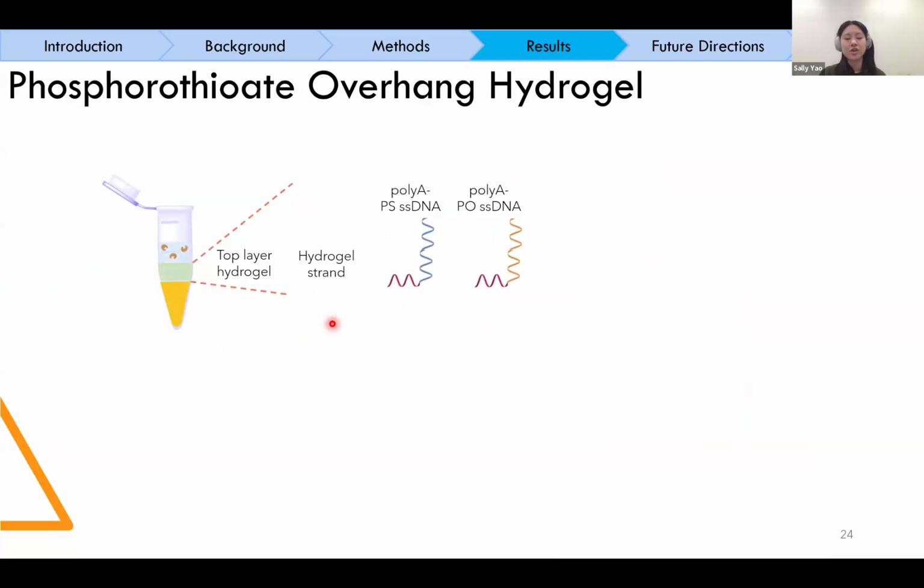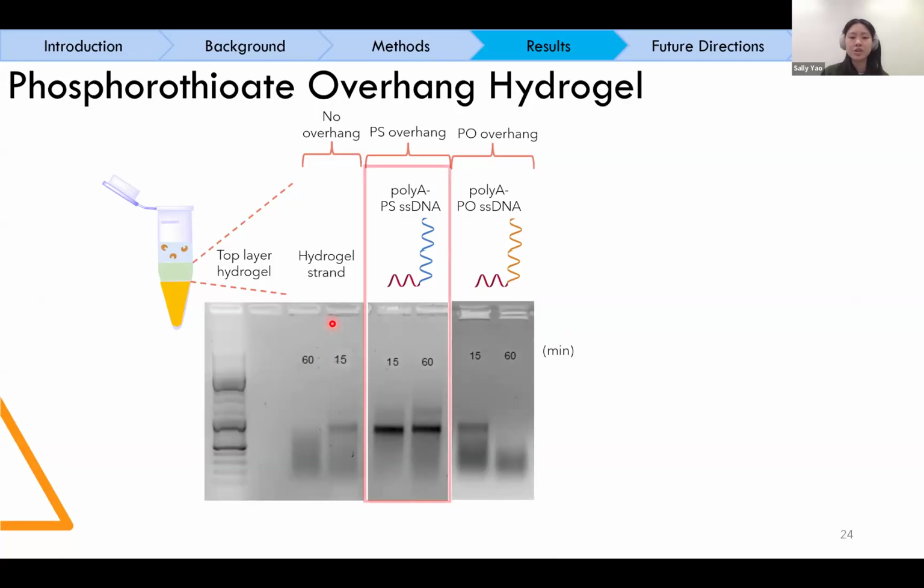So I did a little screening of the top layer hydrogels, where I started with no overhang, just the same composition as the bottom layer. I also have another sample with a PS overhang and then another with a PO overhang. The PO and PS have the same sequence and same length, just different backbone chemistry. What I observed here is that only the samples with PS overhangs were able to preserve the bands after an hour in 10% fetal bovine serum.